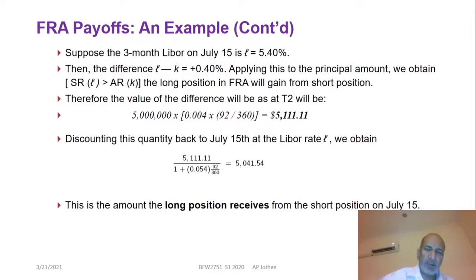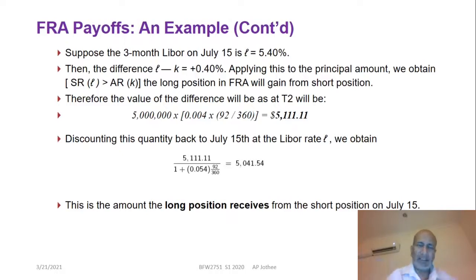So the value you are supposed to receive at time T2, consider this carefully, you are calculating this for the end of the loan, how much will it be? Because the loan is incepted at T1, ending at T2. So 0.004, that is the difference, times the fraction of 92 days over 360 days, times the 5 million, you get $5,111.11. But this happens at T2.